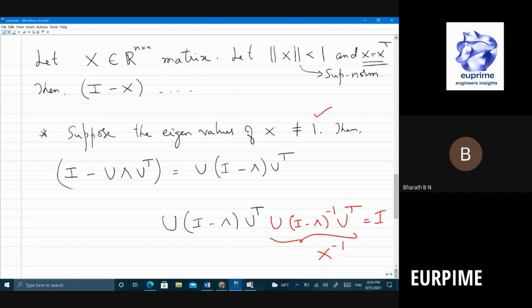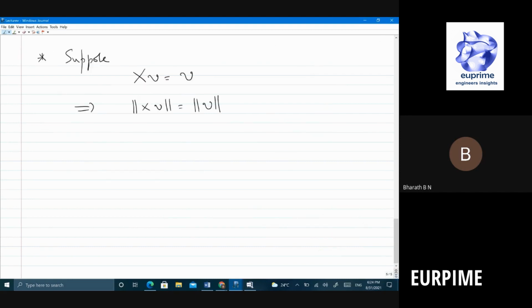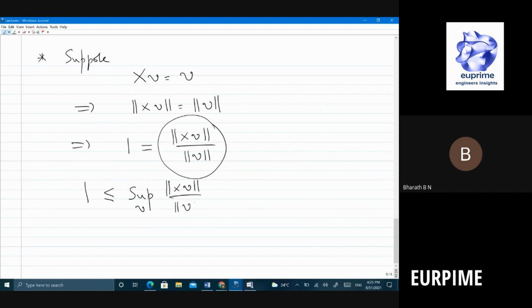Now I have to somehow prove that the eigenvalues are not equal to 1. So how do you prove that the eigenvalue is not equal to 1? Any idea? So this implies, let's see, 1 equals norm of X V divided by norm of V, right? Do you agree? Is that fine? Okay. Now, instead of choosing any V, I'll choose the V that maximizes this ratio, right? So that means I'm going to try to maximize the right hand side. Then it should be more than 1. 1 should be less than or equal to the supremum over all V of norm of XV over norm of V, right?